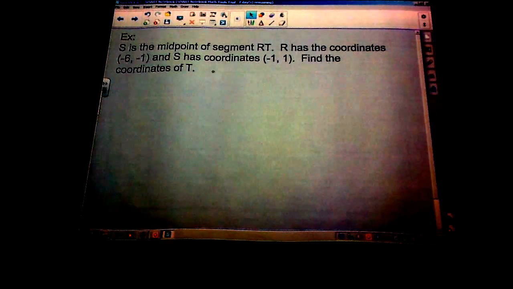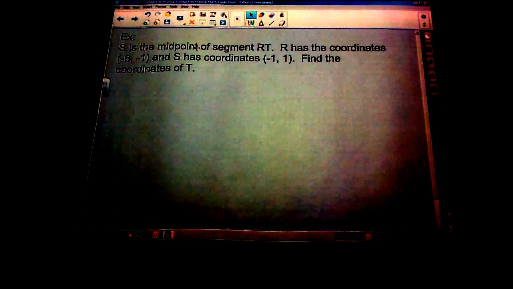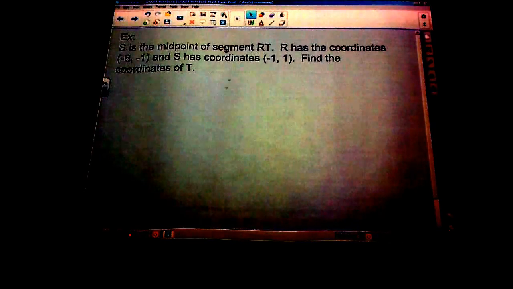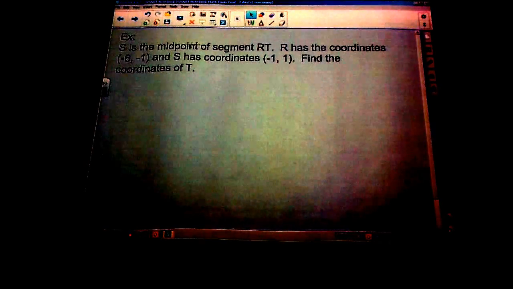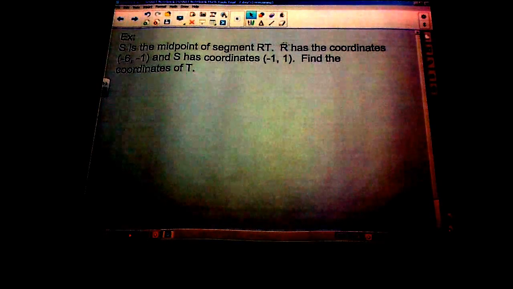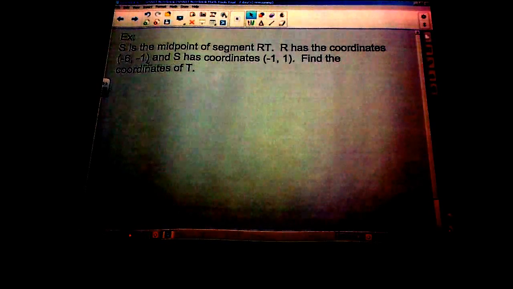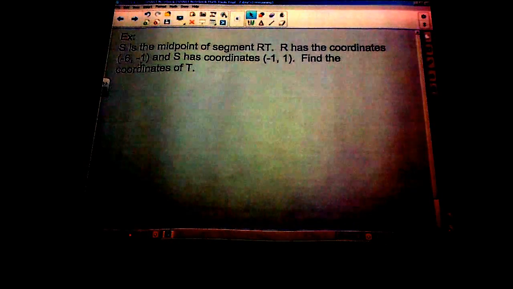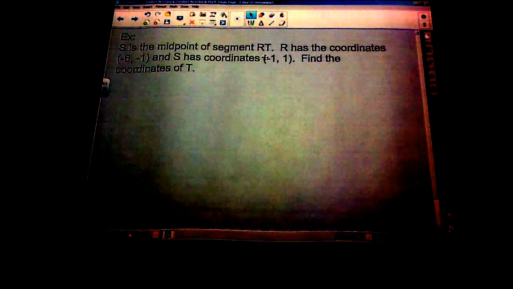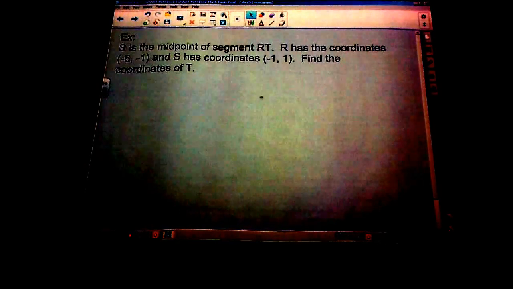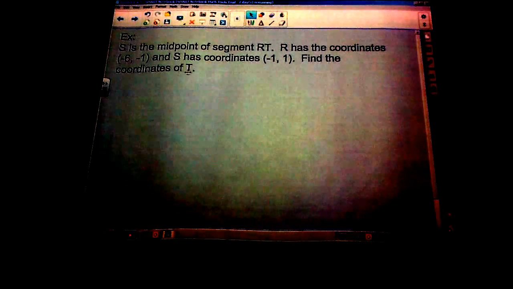The next example here is an example using the midpoint of a segment. It says S is the midpoint of segment RT. R has the coordinates (-6, 1), and S has the coordinates (-1, 1). It wants us to find the coordinates of T.